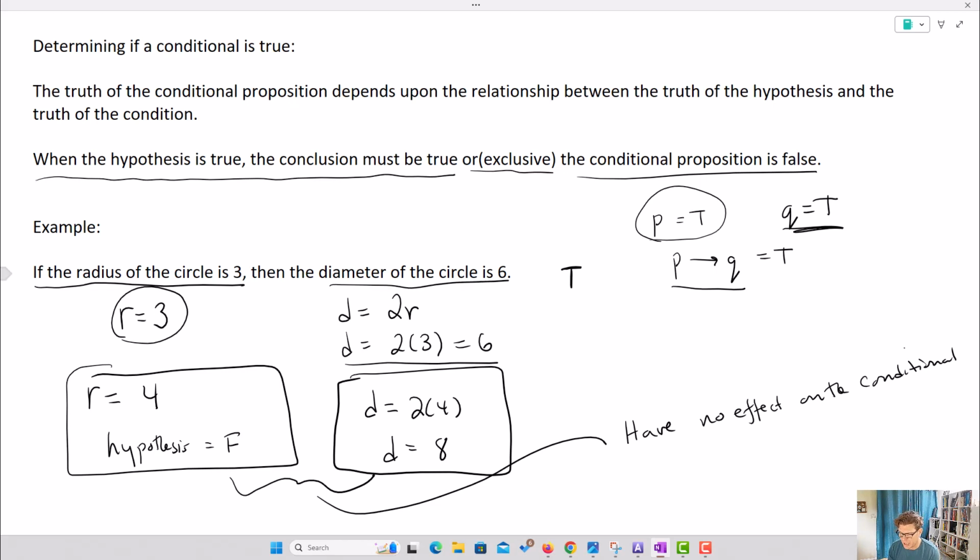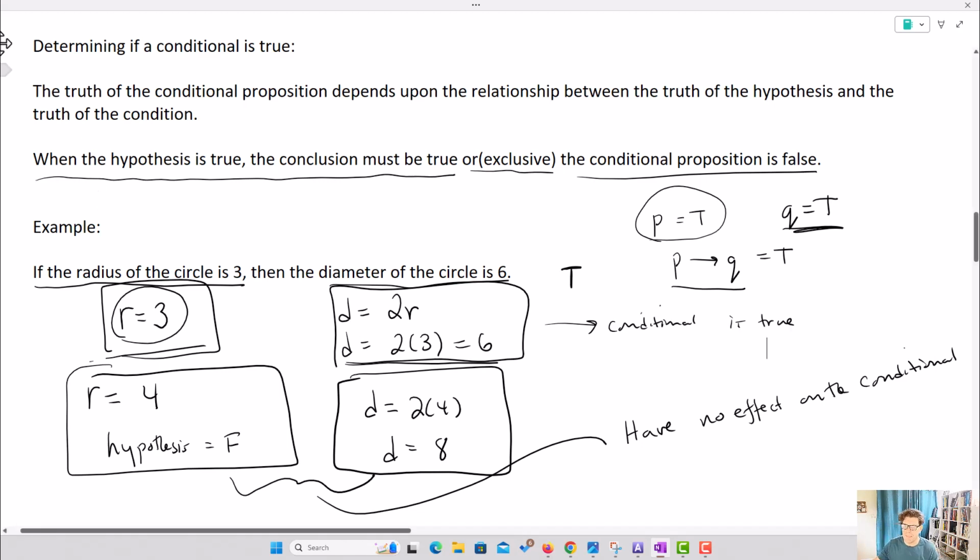Now, in addition to that, in some weird world, although this is not the case, we could have the diameter of the circle actually be equal to 6, and the radius of the circle not equal to 3 for whatever reason. Again, maybe it's a strange world, where we've got some kind of strange way of measuring things. In that case, the conditional is still true. So, as long as the radius equals 3 and the diameter equals 6, that means the conditional is true.